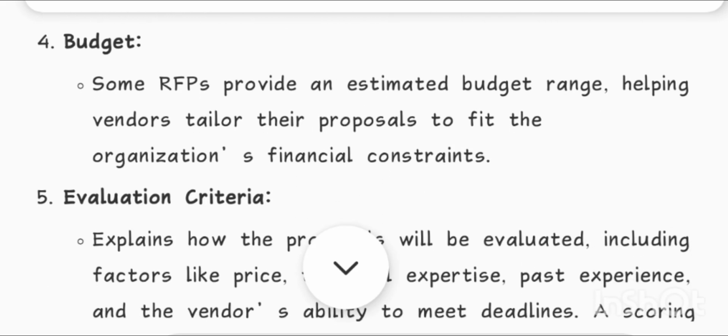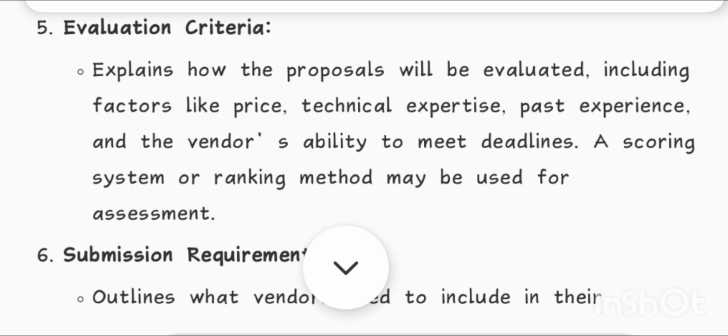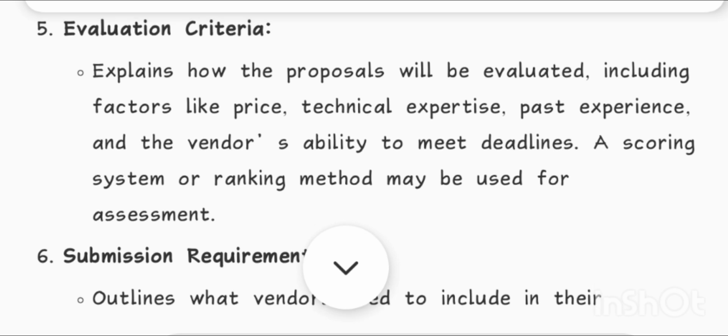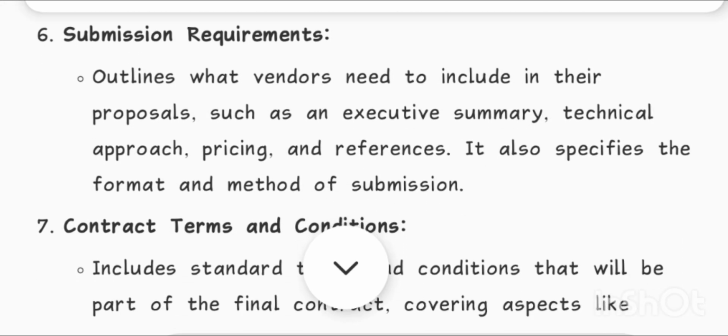4. Budget. Some RFPs provide an estimated budget range, helping vendors tailor their proposals to fit the organization's financial constraints. 5. Evaluation criteria. Explains how the proposals will be evaluated, including factors like price, technical expertise, past experience, and the vendor's ability to meet deadlines. A scoring system or ranking method may be used for assessment. 6. Submission requirements. Outlines what vendors need to include in their proposals, such as an executive summary, technical approach, pricing, and references. It also specifies the format and method of submission.